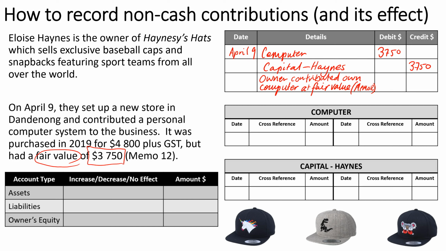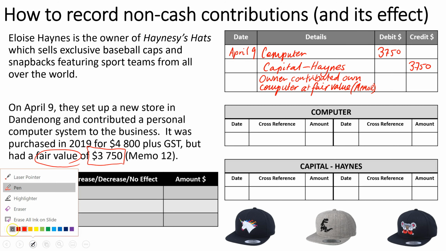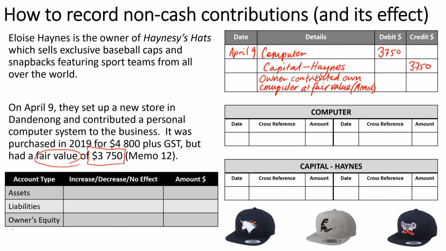And then if I was going to be transferring that down into my general ledger, I would be affecting the computer and the capital accounts, and they would look like this. So in the computer account, that is going to be debited, and the cross-reference, or its friend, is going to be capital. Over in the capital account, the cross-reference is going to be computer, and those are my amounts.